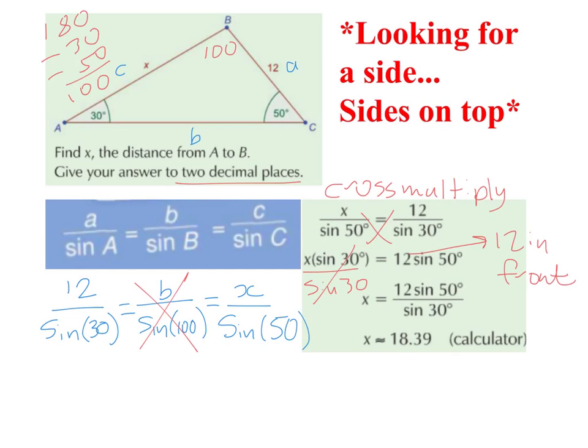And into the calculator and round it off to 2 decimal places, we get 18.39. So we were asked to find x, which is this distance here from A to B, and we got it to be 18.39.